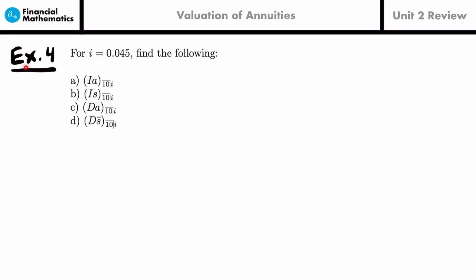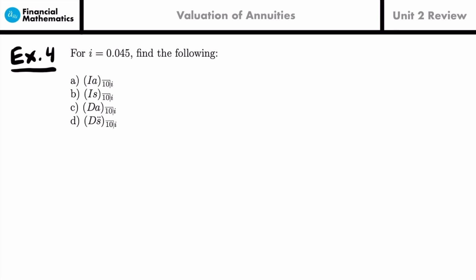All right, so for our fourth example, we have for i equals 0.045, find the following. And we have four different annuity calculations that we want to find. And so this is very similar to our first example, except we are working with different annuity notations this time. Last time we were working with notations for level payment annuities, but now we have four different notations for arithmetic annuities, where the payments either increase or decrease by a set amount.